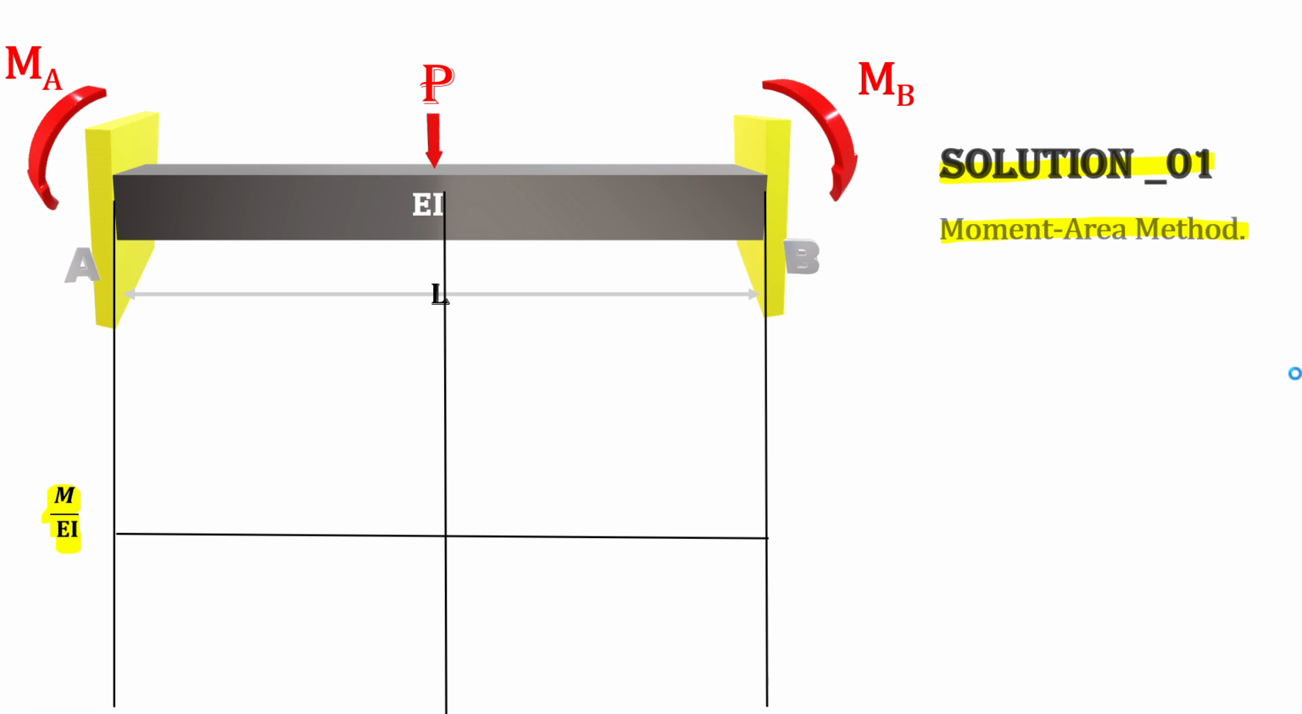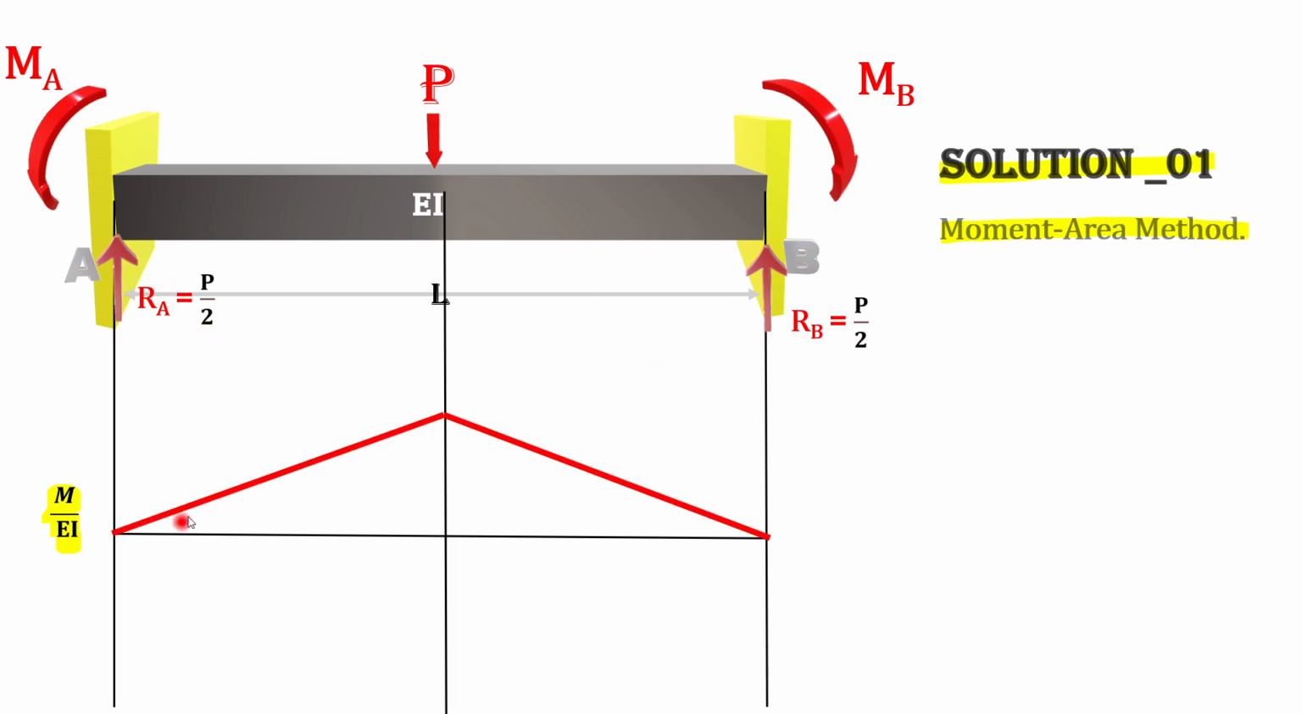Now let's create the moment related to P. We know half of the load goes to support A and the other half to support B. So R sub A is equal to R sub B, each handling half of the load, P over 2. If you create the moment diagram of that, the moment starts at 0 and increases to the center. P over 2 times L over 2 gives PL over 4 at the maximum for the moment related to the concentrated load.